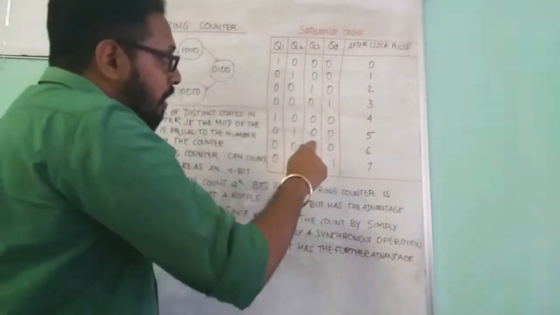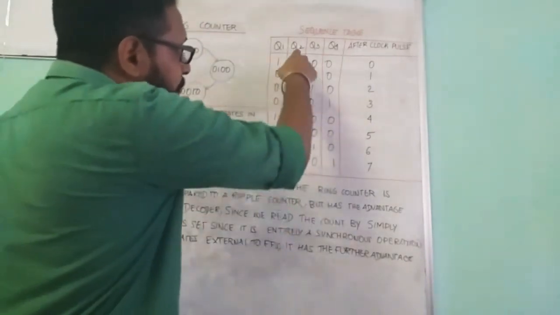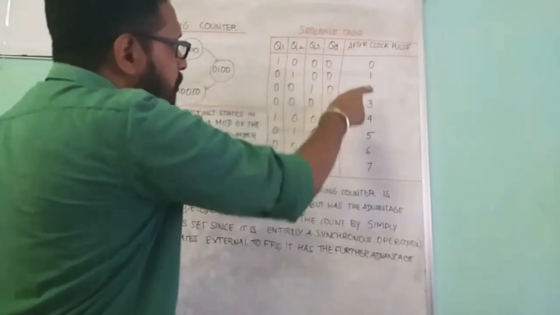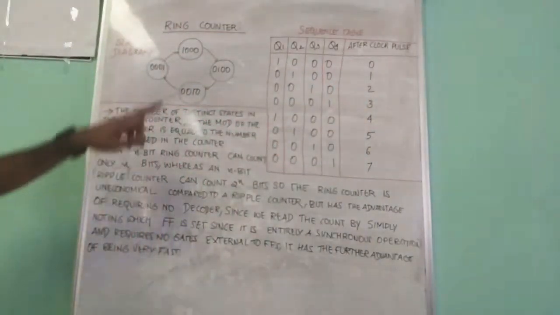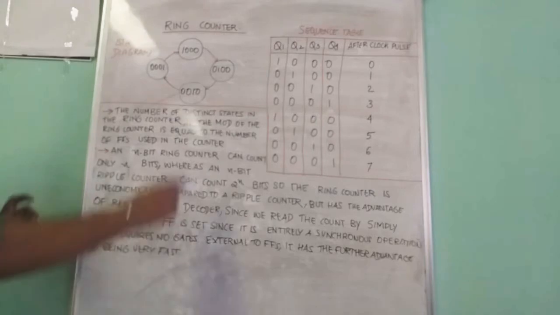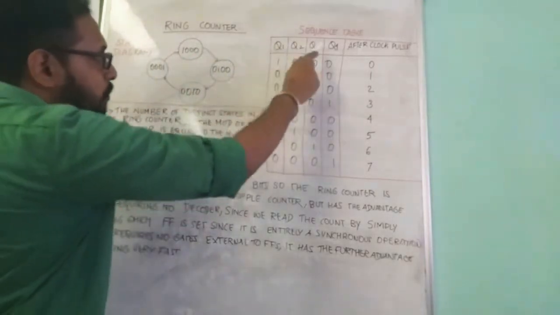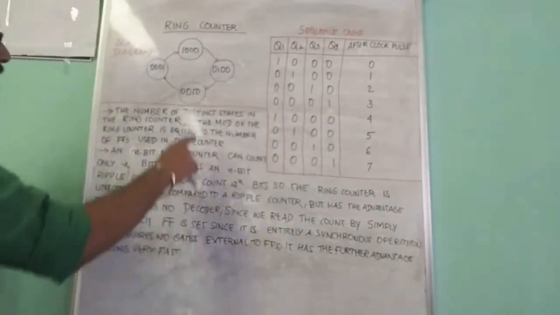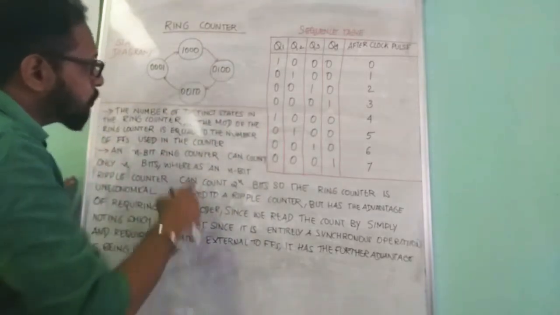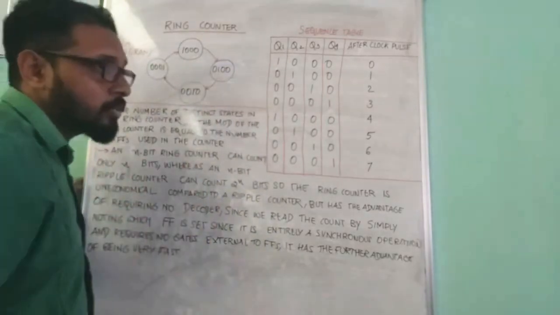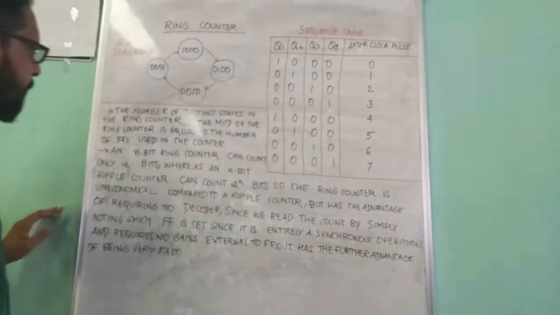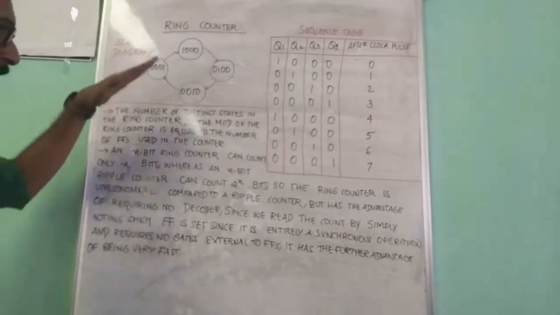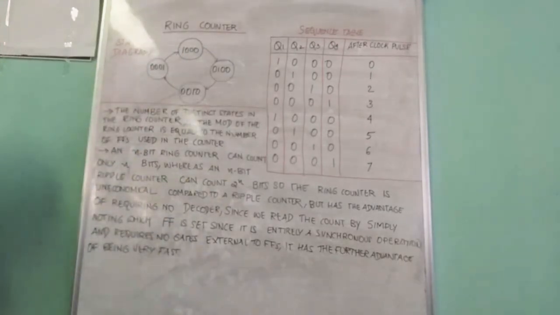After the fourth clock pulse, we repeat the cycle. See, 1, 0, 0, 0. So these are the cases, 1, 0, 0, 0 based on Q1, Q2, Q3, and Q4 values. Next is 0, 1, 0, 0, then 0, 0, 1, 0, and 0, 0, 0, 1. These are the things that you need to note when we learn the ring counter.